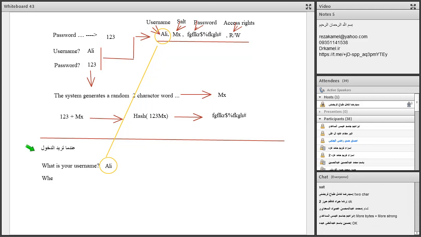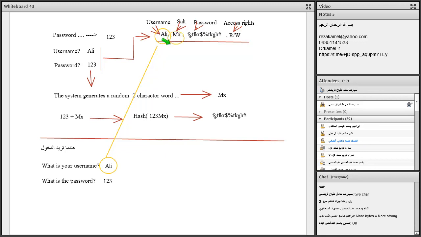So when you want to enter, the system will ask what is your name, and you say Ali. Then the system says, okay, if you claim that you are Ali, what is the password for Ali? So if you are Ali, you enter the correct password. If you are not Ali, you enter the wrong password, so everything will go wrong and you cannot enter. But if you are Ali, you enter 1 2 3.